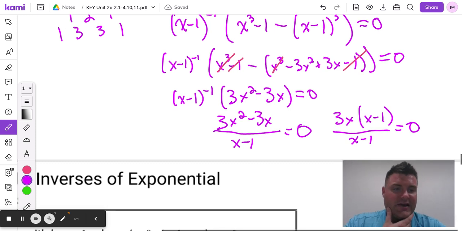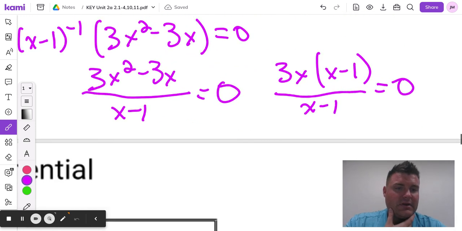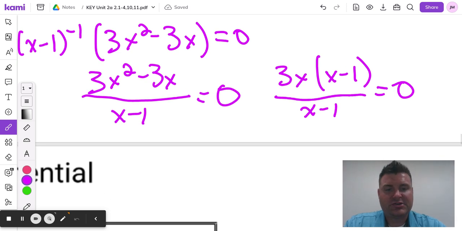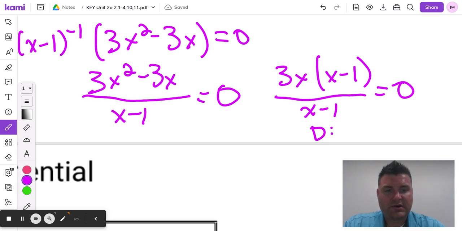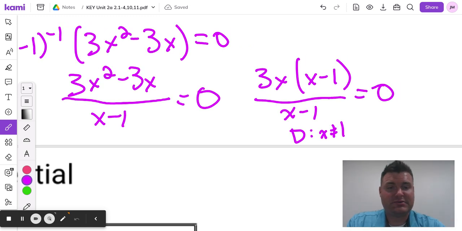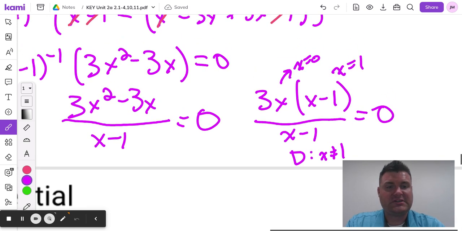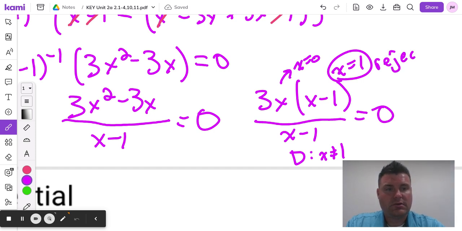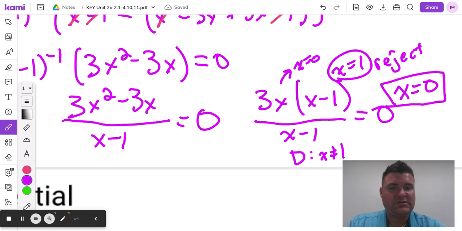If I'm looking at this final form here, I'm going to have a domain restriction where x cannot equal 1. Okay? And that's because my denominator cannot equal 0. So when I find my zeros, I'm going to get x equals 0 and x equals 1, but I have to reject the 1. So my final answer here is going to be x equals 0. That's all I get for that one.